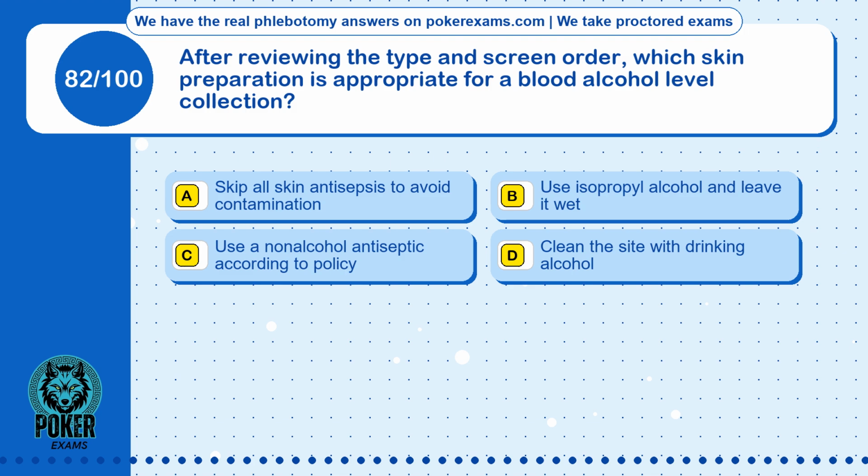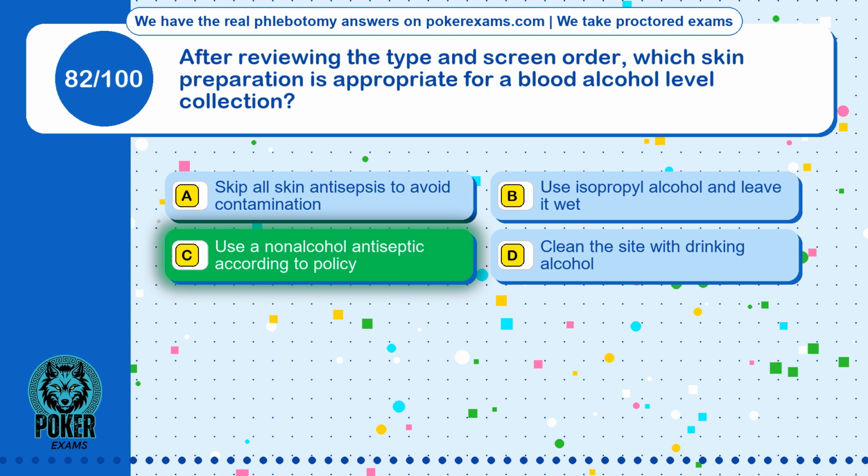Question 82. After reviewing the type and screen order, which skin preparation is appropriate for a blood alcohol level collection? Option A. Skip all skin antisepsis to avoid contamination. Option B. Use isopropyl alcohol and leave it wet. Option C. Use a non-alcohol antiseptic according to policy. Option D. Clean the site with drinking alcohol.